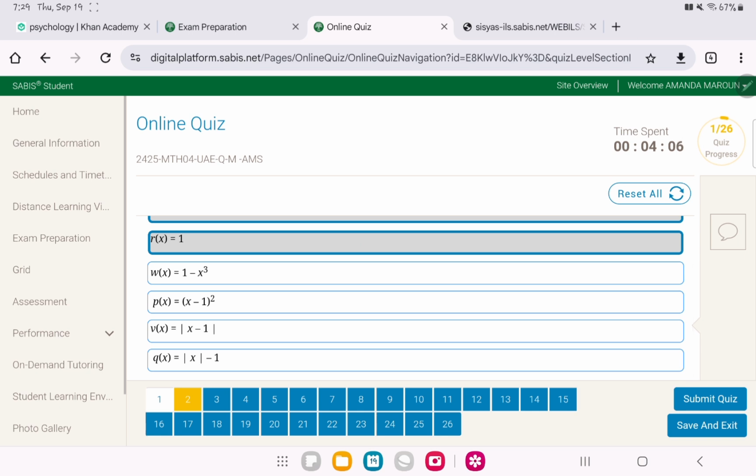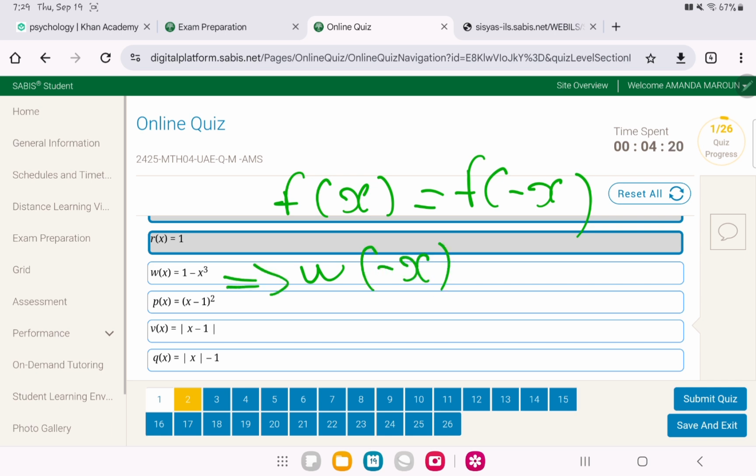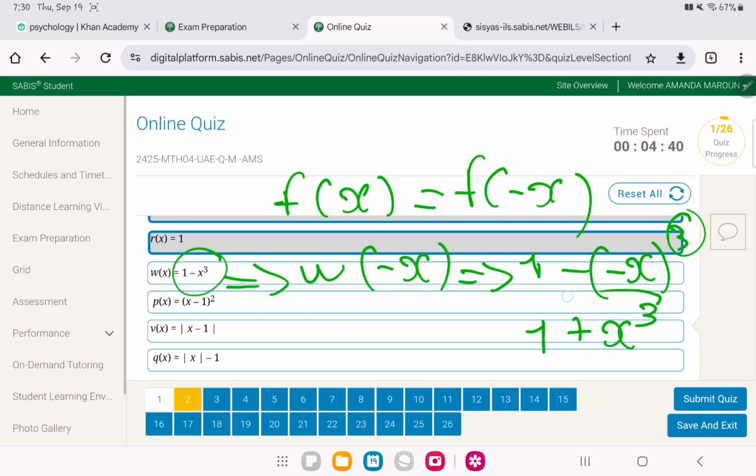Now, if we do it for w(x), we know that the equation is f(x) is equal to f(-x) for even. So we have w(x), let's take w(-x). It will give us what? 1 minus (-x) to the power of 3. Now the exponent of 3 is odd, so it won't do anything to the minus, and so then we're going to get 1, minus and minus become plus, 1 plus x to the power of 3. So this one and this one are not the same, so it is not even.